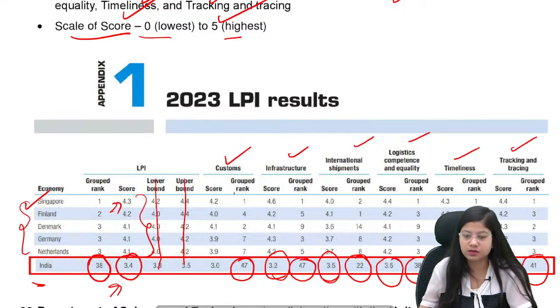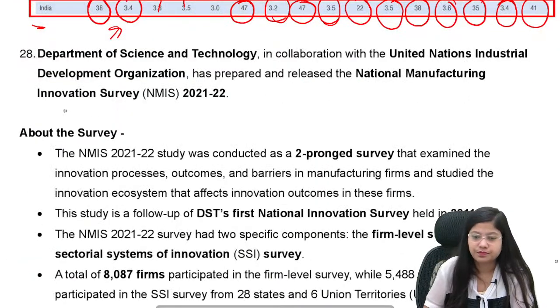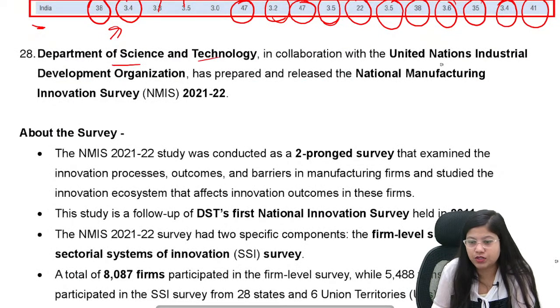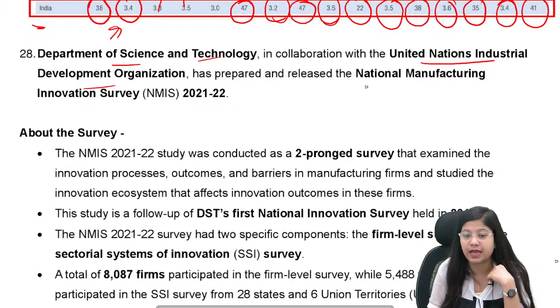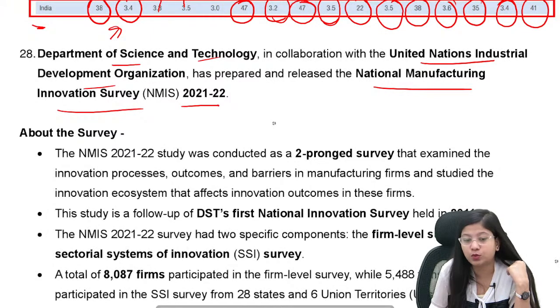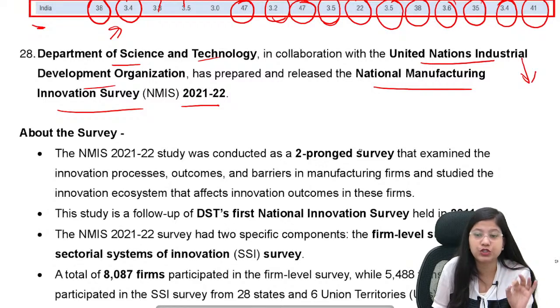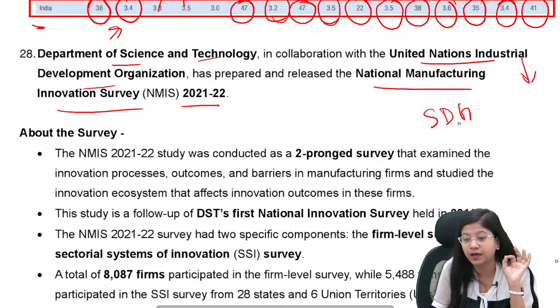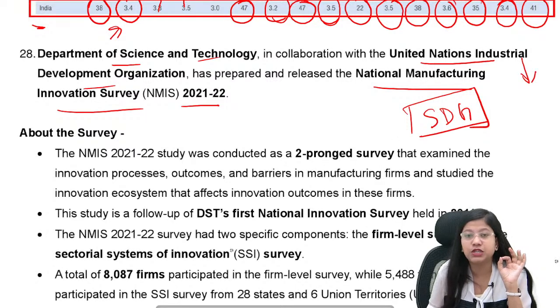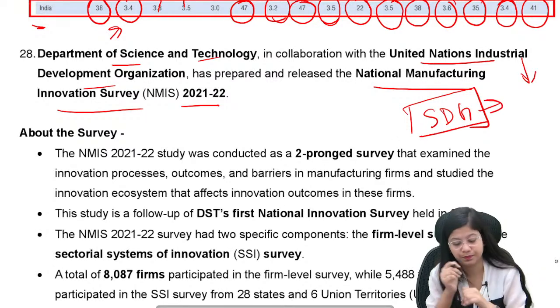The Department of Science and Technology and the United Nations Industrial Development Organization have prepared and released the National Manufacturing Innovation Survey 2021 to 2022. Before going into this survey, I want to ask you that this UN Industrial Development Organization was created to fulfill an SDG. Quickly tell me which SDG am I talking about here?